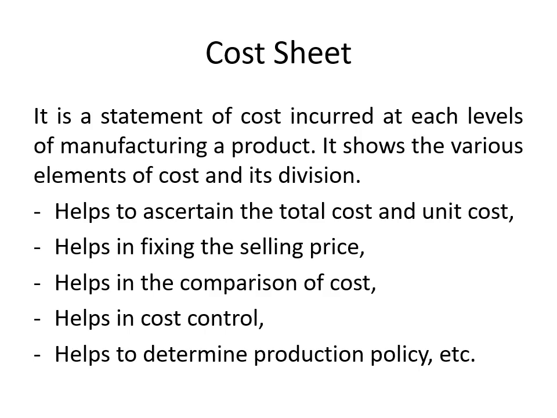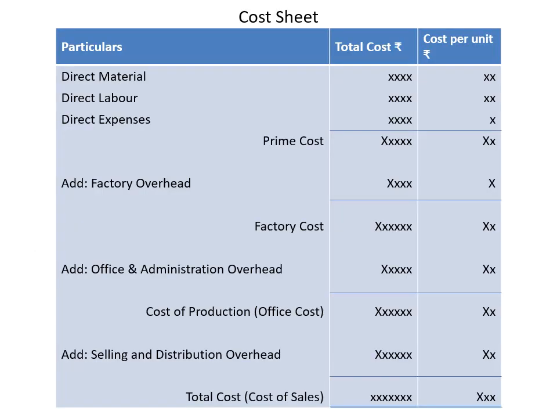Let us see how a cost sheet is being prepared. This is the format of a cost sheet. So we are having three columns: particulars, total cost column, and cost per unit column. In particulars, we are writing direct materials, direct labor and direct expenses. Altogether it becomes prime cost. So we are finding the total prime cost and unit prime cost also.